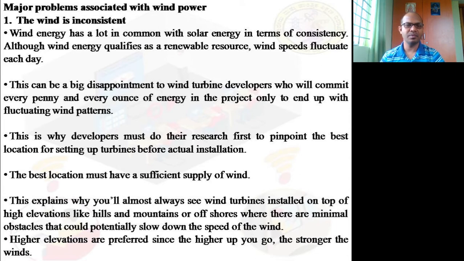Major problems associated with wind power. The wind is inconsistent. Let me go one by one. What are the problems associated with wind power? The wind is inconsistent. Wind energy has a lot in common with solar energy in terms of consistency. Although wind energy qualifies as a renewable resource, wind speeds fluctuate each day.